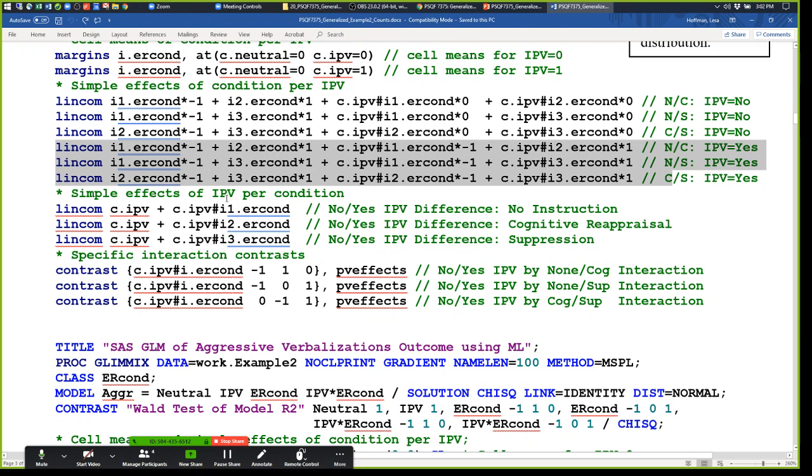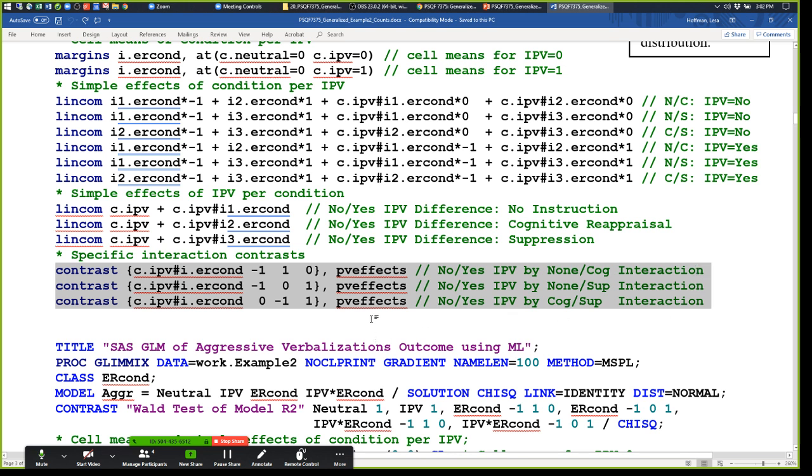Likewise, you can get the simple effects of IPV per condition. So this is whether or not there's a difference between the no and yes groups for each of the conditions. And then last but not least, the interaction contrasts: whether there are differences in the differences.